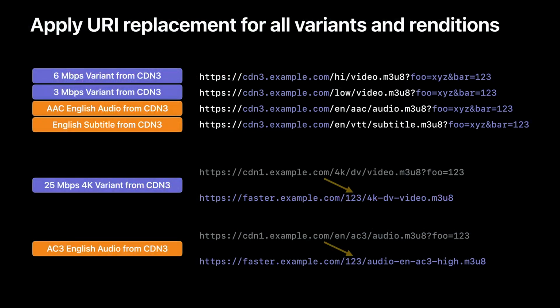Here we see that after applying the URI replacement, all streams are serving from the new cdn3.example.com host, except the 4K video variant and AC3 English audio rendition, where they have special URI replacement rules, pointing them to the faster.example.com host and with different URI paths and query components.